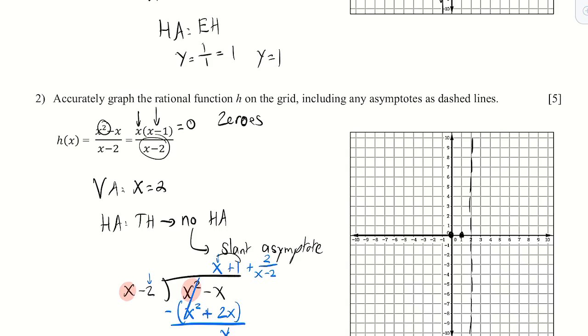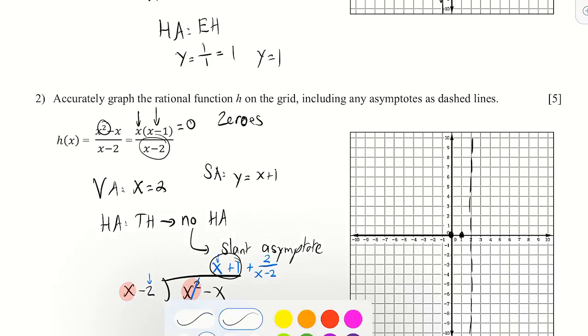So my answer here is this x plus 1. This is my slanted asymptote. So I'm going to say slanted asymptote, SA, is y is equal to x plus 1. I'm going to graph this in a little bit of a different color. I know that I have a y-intercept of 1, so I'm going to place a value at 1.